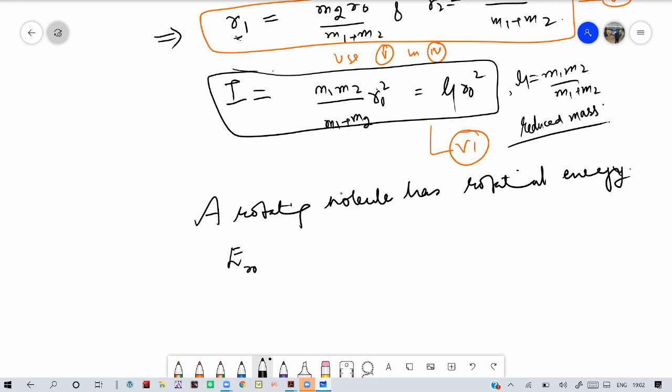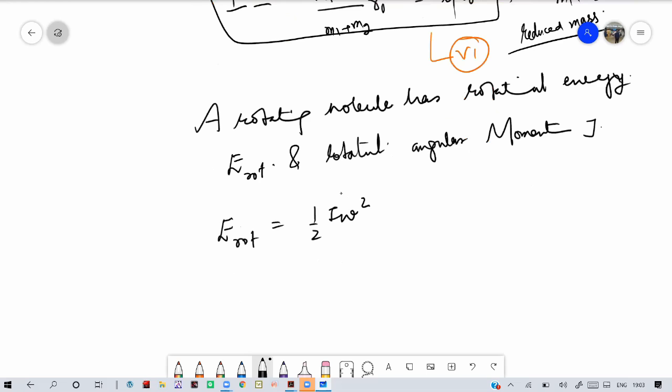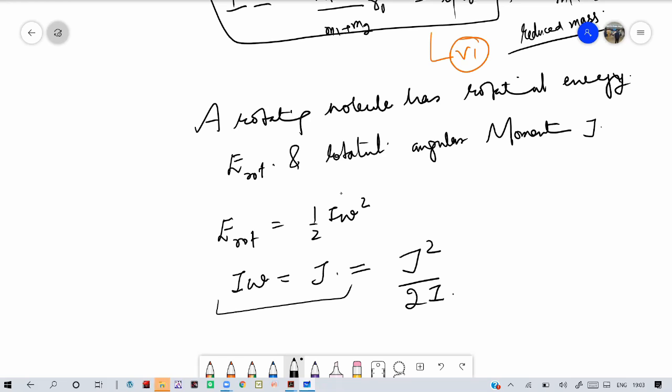It will be denoted by E rotational, and it will have a rotational angular momentum J, such that E is equal to, for the case of a rotating molecule, I omega square, where I omega is J, the angular momentum, omega is the rotational frequency, the angular velocity, and I is the moment of inertia. So these are the basic things, but there is a way to derive this actually. So I can write it as J square by 2I. It gives us E rotational.